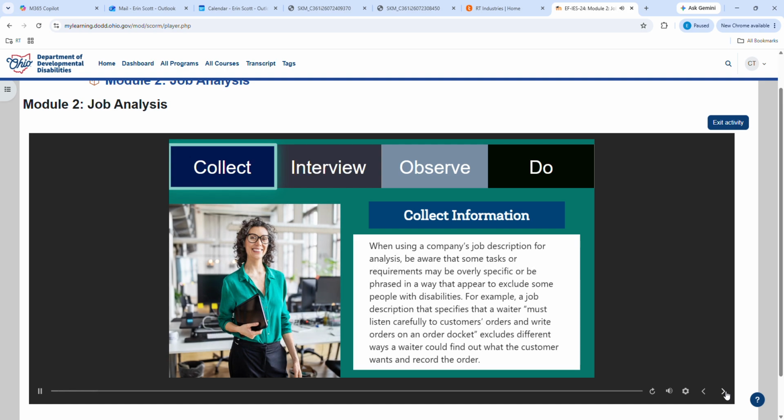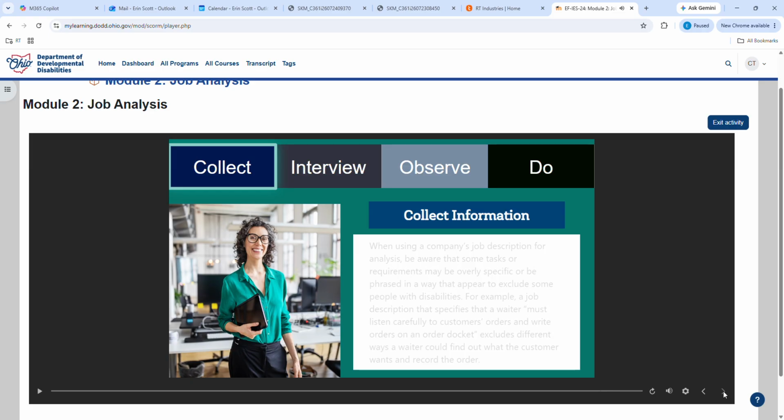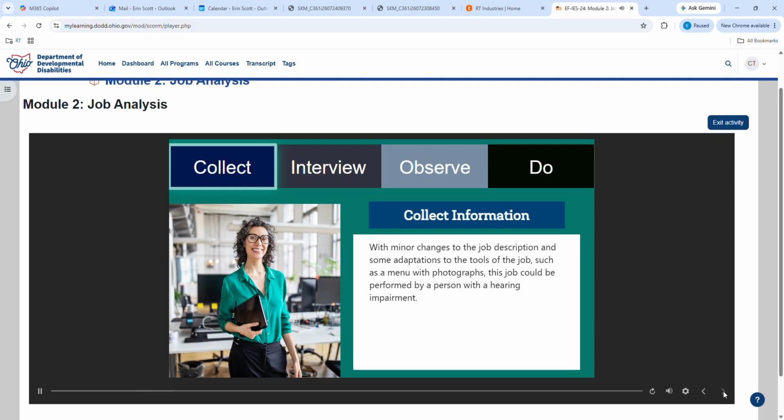When using a company's job description for analysis, be aware that some tasks or requirements may be overly specific or be phrased in a way that appear to exclude some people with disabilities. For example, a job description that specifies that a waiter must listen carefully to customers' orders and write orders on an order docket excludes different ways a waiter could find out what the customer wants and record the order. With minor changes to the job description and some adaptations to the tools of the job, such as a menu with photographs, this job could be performed by a person with a hearing impairment.